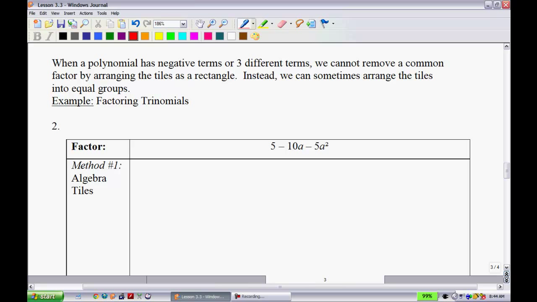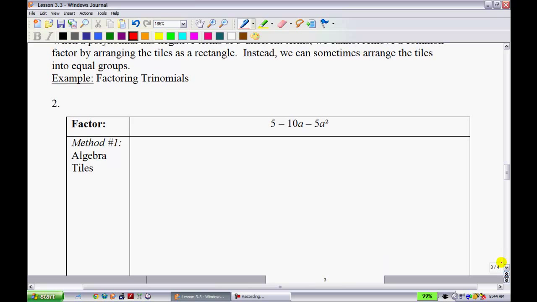So if we look, we're going to try to distribute this into a number that goes into 5, negative 10, and then negative 5. Well, therefore, I'm going to distribute it into 5 groups, seeing as 5 is a multiple of all those. Seeing as there's not an a in all the terms, you don't have to worry about dealing with the a, so we're just going to, like I said, distribute into 5 groups.